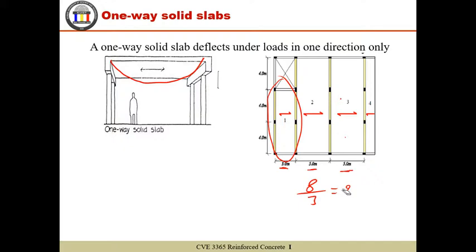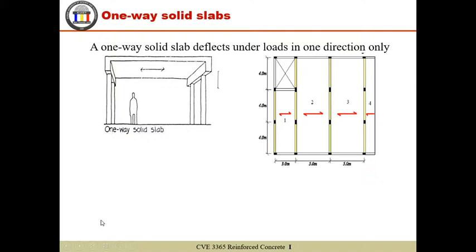It is 2 point, sorry, it is 2 point, something greater than 2.5. It's 2.6, around 2.6. So this is greater than 2. That means this panel is one-way slab. For other panels also, you can check. They are all one-way slab.